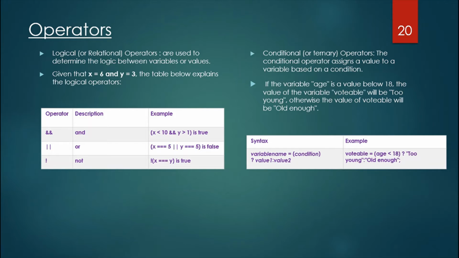But in case of the OR operator, if we have written x is strictly equal to 6 or y is strictly equal to 5, then it would be true, because if one of the conditions is true, the expression comes out as true.